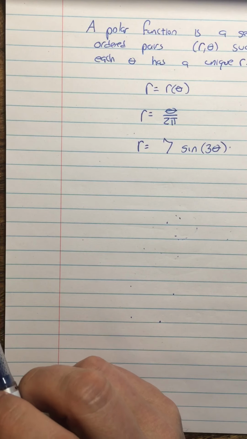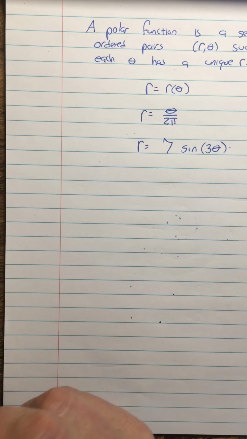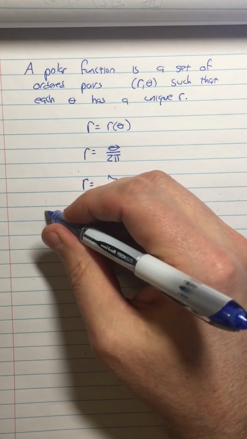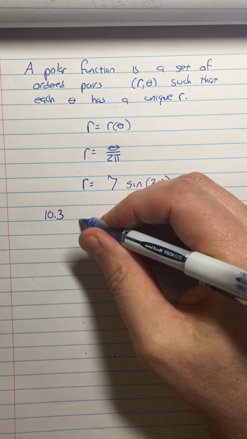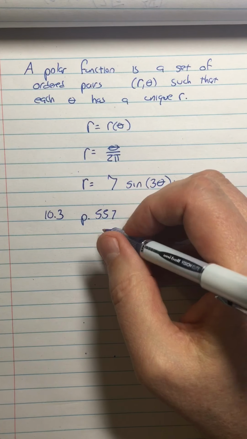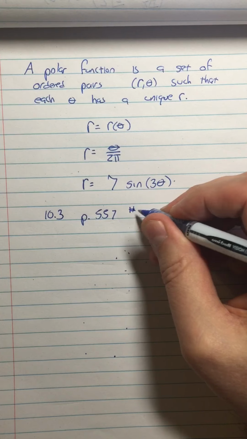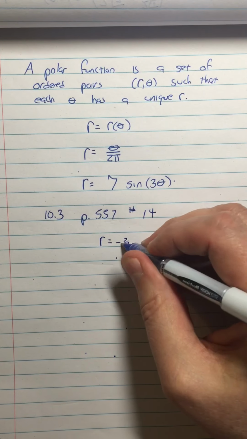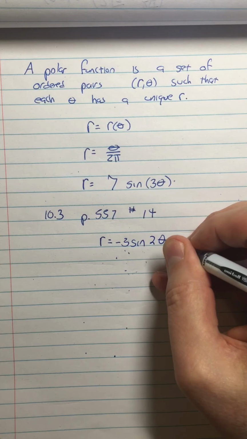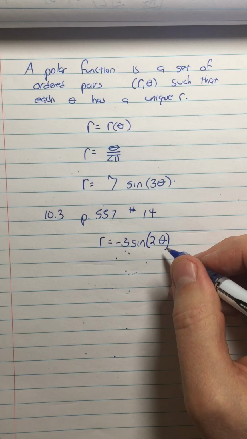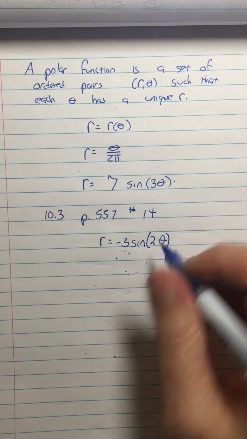We are going to look at number 14. So this is page 557. Everything here, and I have this correct this time, is in section 10.3. I'm just going to show you a couple of these graphs and show you how to do this in your calculator. So we're going to do number 14. It is r equals -3 sine 2 theta. Very exciting for me because I have no idea what it looks like, but you need parentheses there, people. I'm talking to the authors of this book.